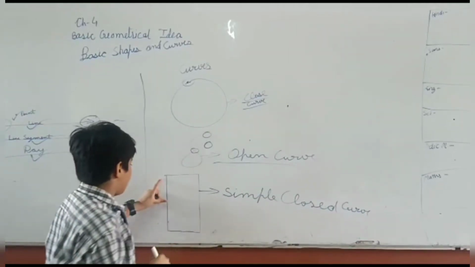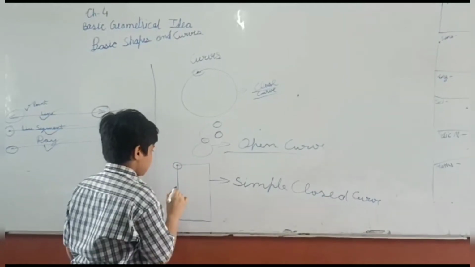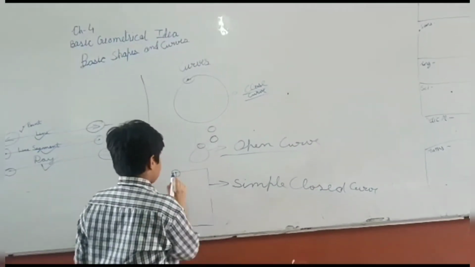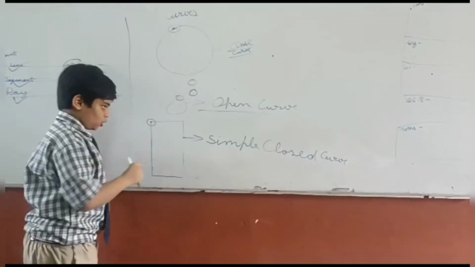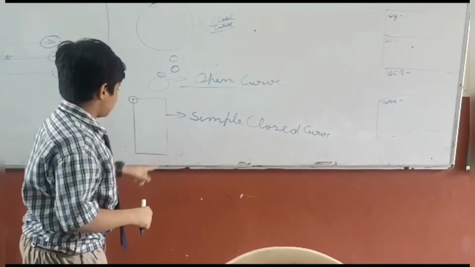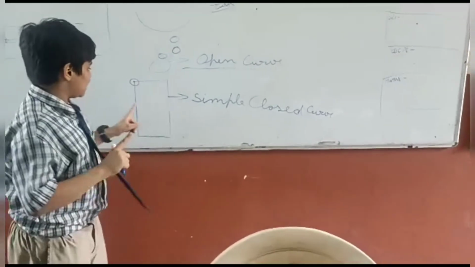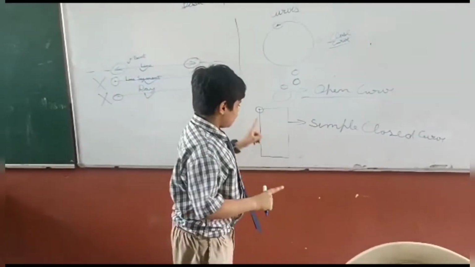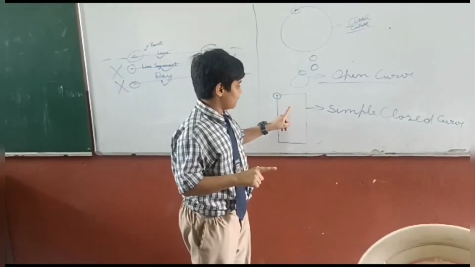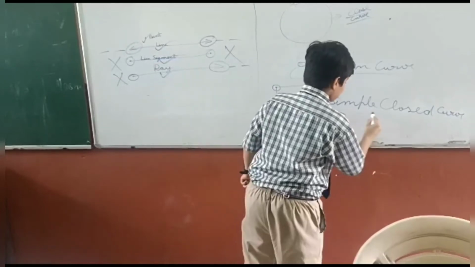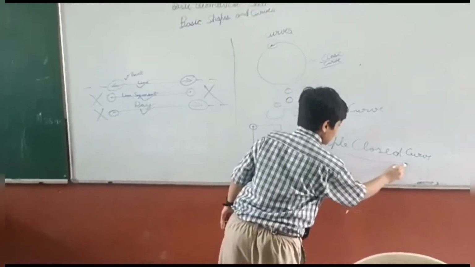Now these simple closed curves are also closed. Imagine that this curve has started from this point, and it goes here, it goes here, it goes here, and comes back. So the ending and starting point are the same. So it is a closed curve. But if you see, it is made up of 4 lines. So the definition of this curve is a curve that is made up of line segments and is closed. So it is called a simple closed curve. It means it is made up of line segments and is closed.